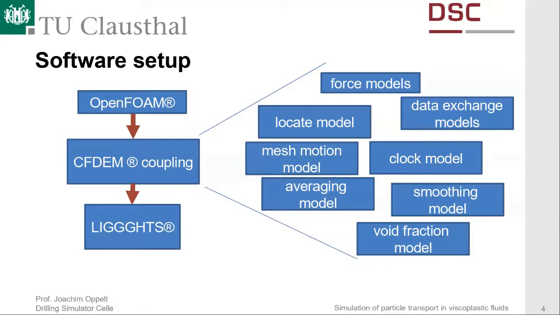For the software setup, I'm this time using OpenFOAM and not the fork foam-extend. So I use the original setup. Again, LIGGGHTS is coupled via CFDEM coupling. This time I want to focus a bit more on what is inside CFDEM coupling. It actually consists of many different models, which are unified in one framework. There is a model for the location, for the data exchange, for the mesh motion, but also for the forces. And this is what I would like to focus on today, the force models, because this is where the work I'm presenting today is located.